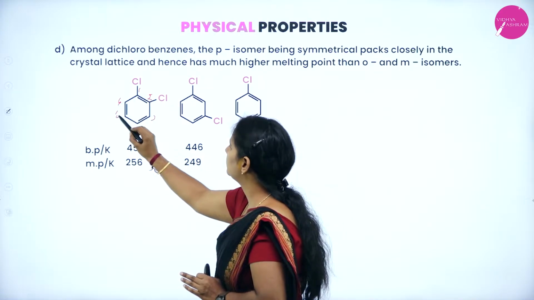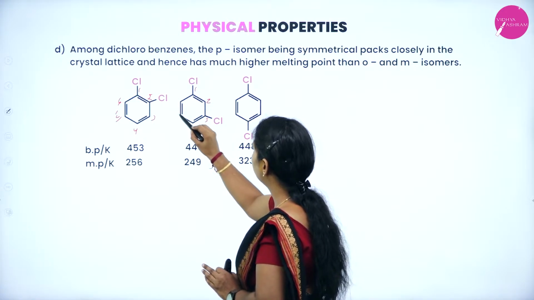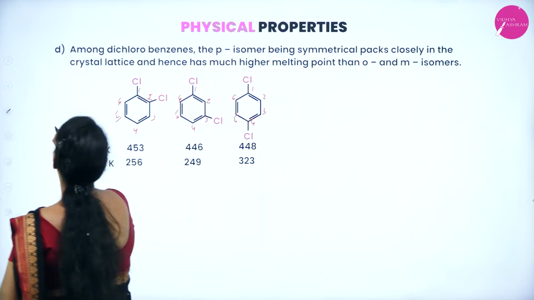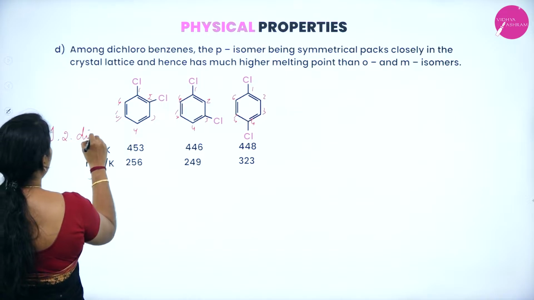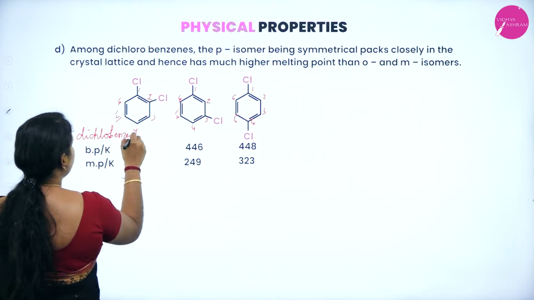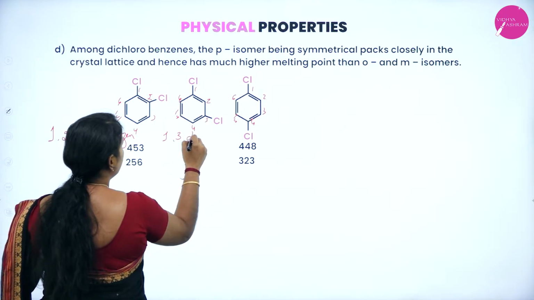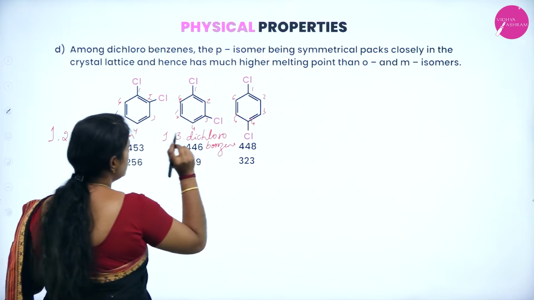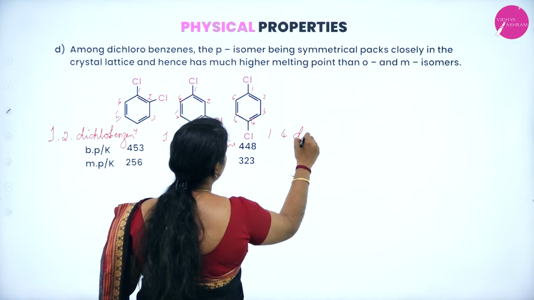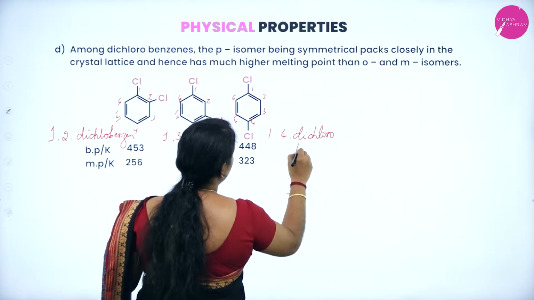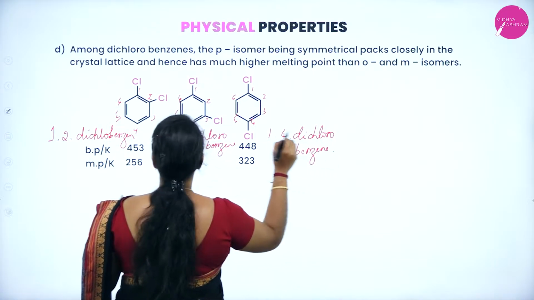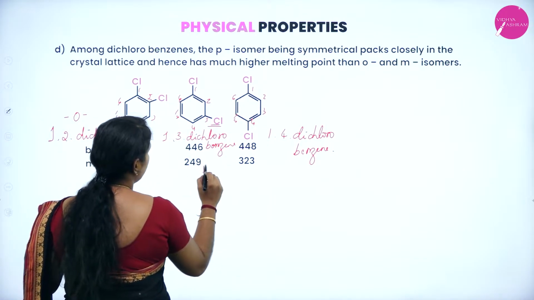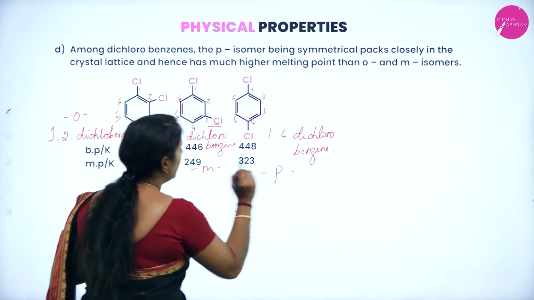we number the carbons 1, 2, 3, 4, 5, 6. This is 1,2-dichlorobenzene. It is 1,3-dichlorobenzene. It is 1,4-dichlorobenzene. This is the ortho position and this is the meta position, so here it is present at the meta side, and this will be present at the para.